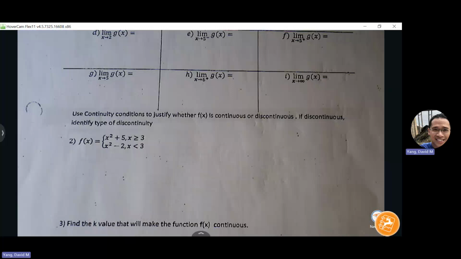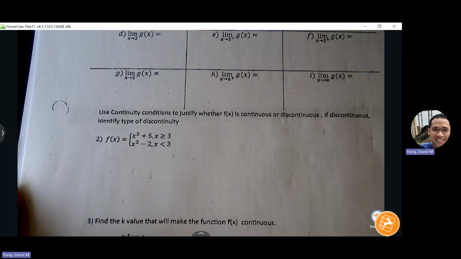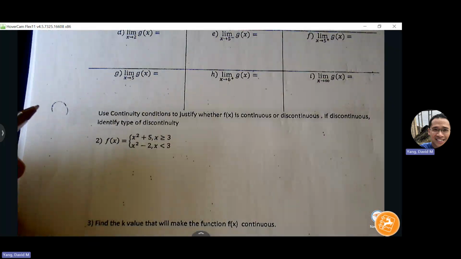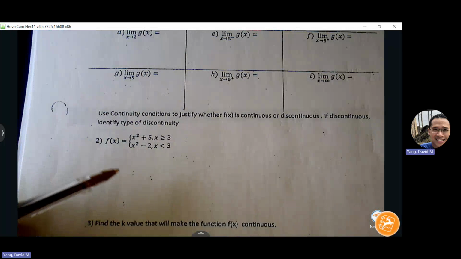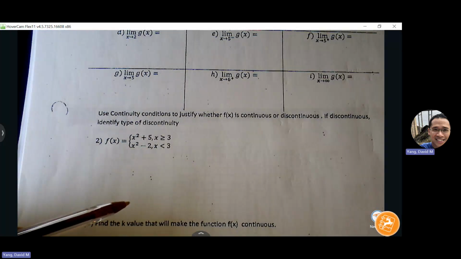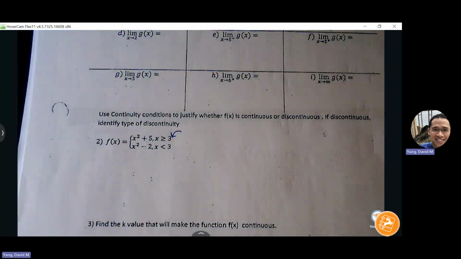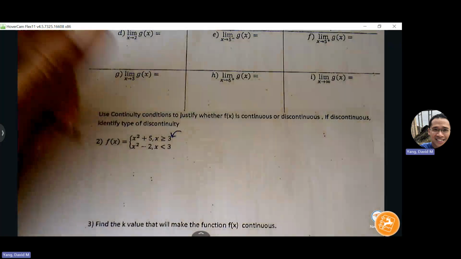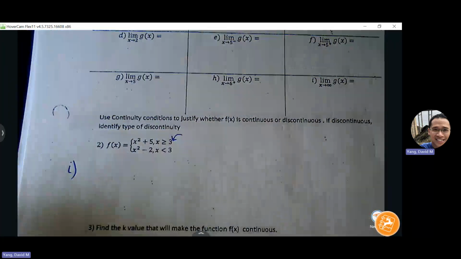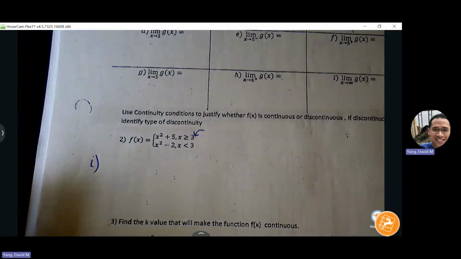All right, use continuity conditions to justify whether the function is continuous or discontinuous. If discontinuous, identify the type of discontinuity. So what is the point that we care about here? 3. Yeah, we know that 3 is where the potential issue could be, and we're trying to determine if there's an issue at 3. Okay, so first things first, ordered pair, f of 3.